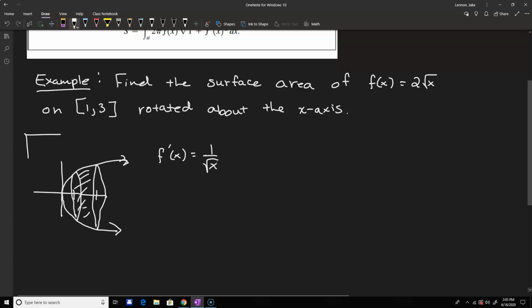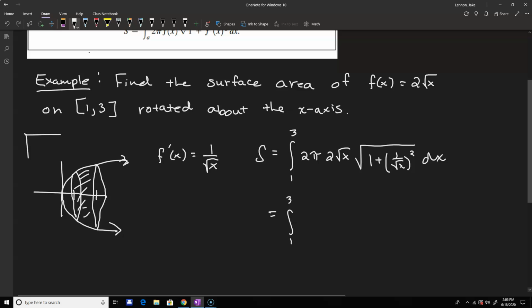So our surface area here is going to be the integral from 1 to 3 of 2 pi times our f of x, which is 2 square root of x, times the square root of 1 plus our f prime of x quantity squared. This one's going to work out quite nicely, but you can imagine these things can turn into quite a mess. So we have the integral from 1 to 3.